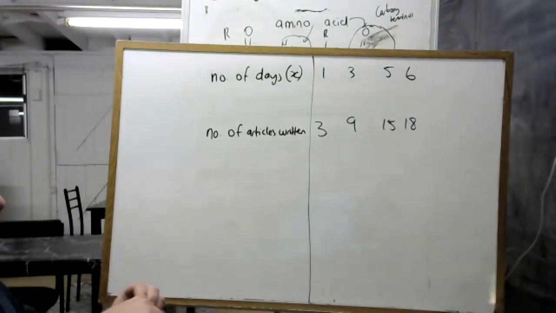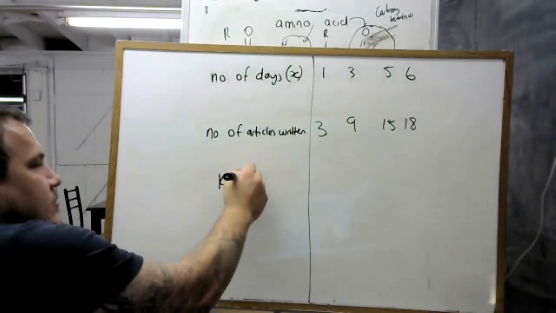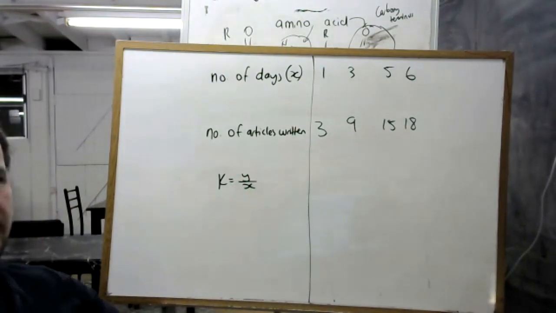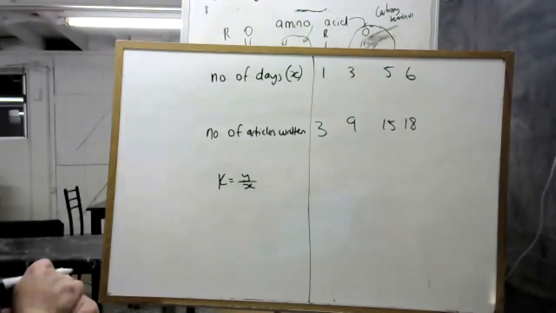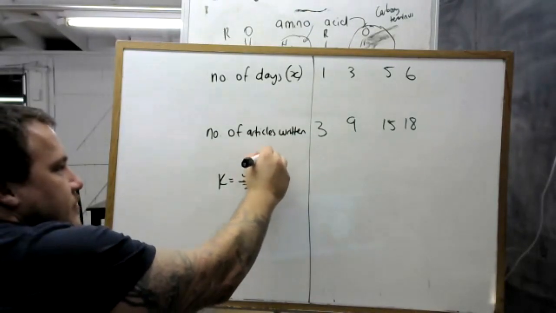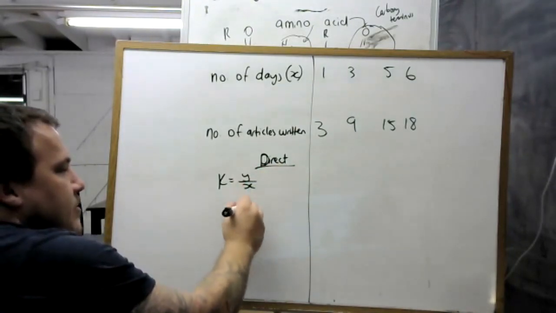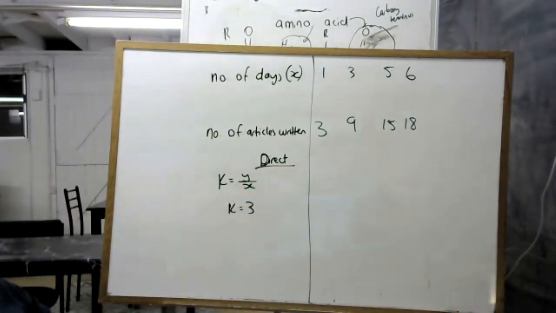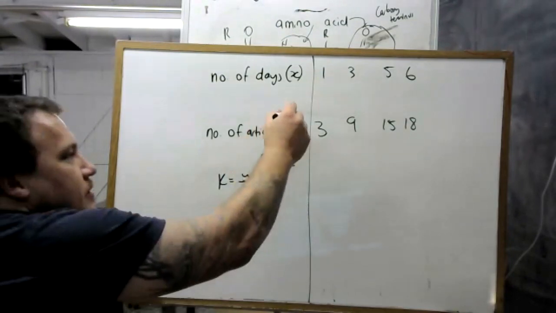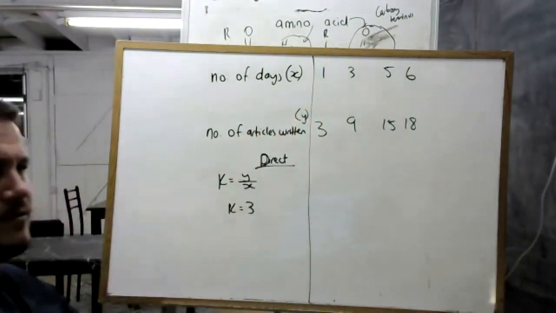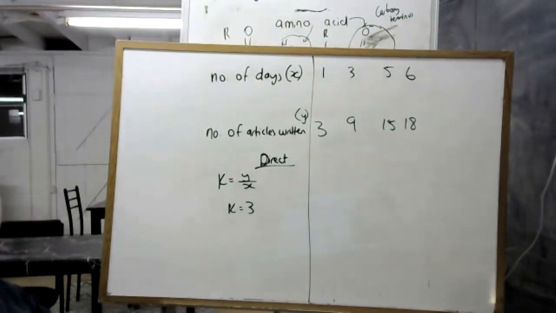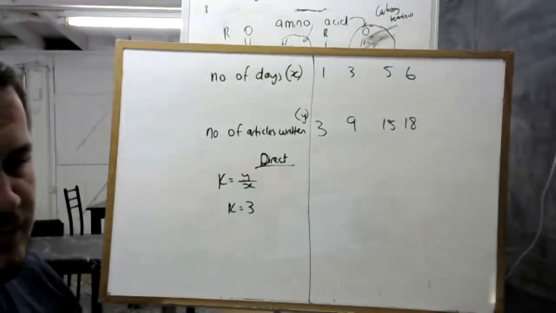And remember that our constant K equals Y over X. It's a direct proportion. And what's the constant? For every day, there's 3 articles written. So K equals 3. Yep. Perfect. And we get a nice straight line. For every increase in X, we get an increase of 3 on Y.